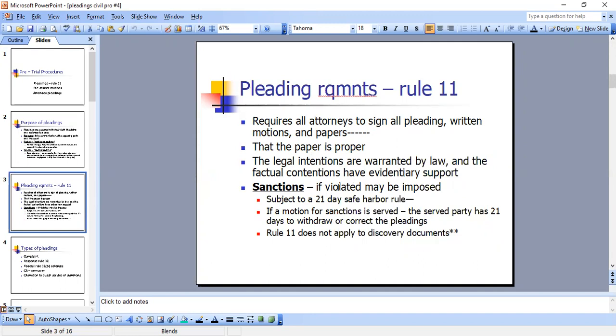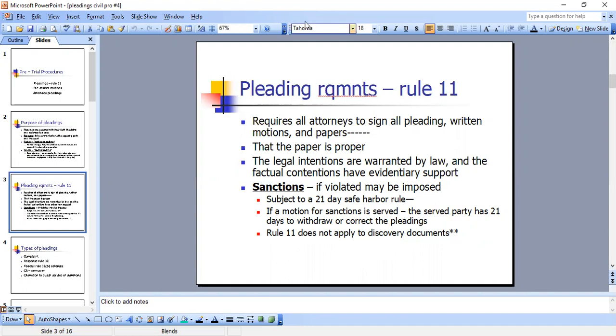You don't want to have attorneys sign a pleading that does not have evidentiary support. It needs to be supported, okay? Or why did he sign that? And then that comes into sanctions. If any of these are violated, sanctions may be imposed, subject to a 21-day safe harbor rule. If a motion for sanctions is served, the served party has 21 days to withdraw or correct the pleadings. So give them a chance to correct them.